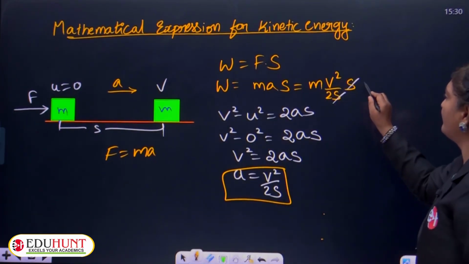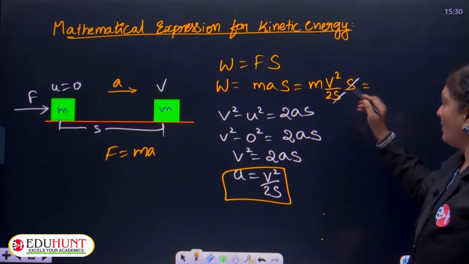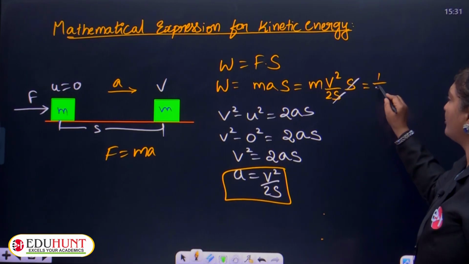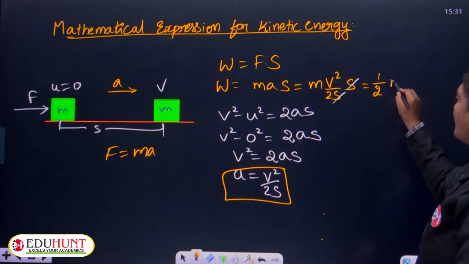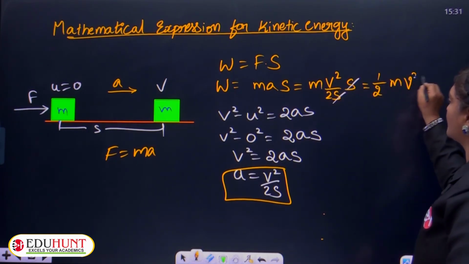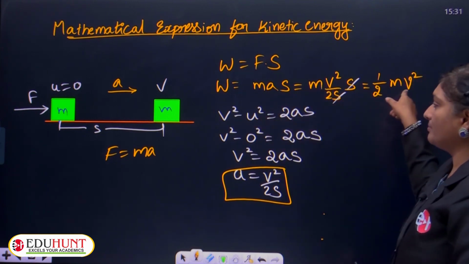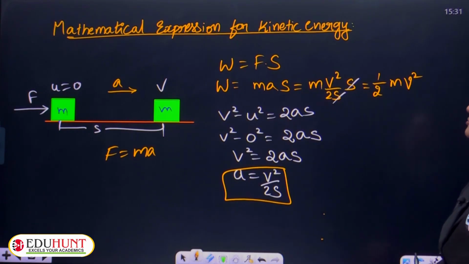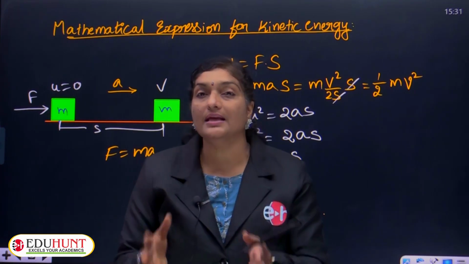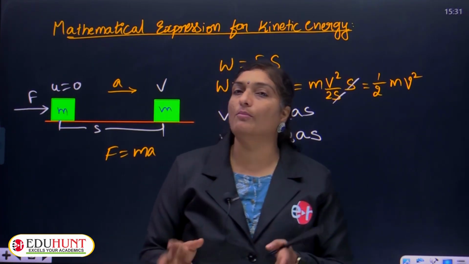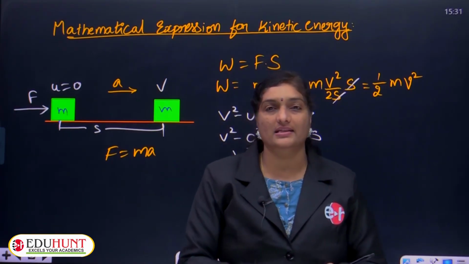How much are we left with, children? In the numerical part, above there is nothing, that is 1, and in the denominator we have 2. So first of all, let me write the number half. And the terms here are mass m and v square. Hence clearly the work done in moving the block through some distance s is W equals half mv square. And this work done is stored in the form of energy by virtue of its motion, that is, kinetic energy.